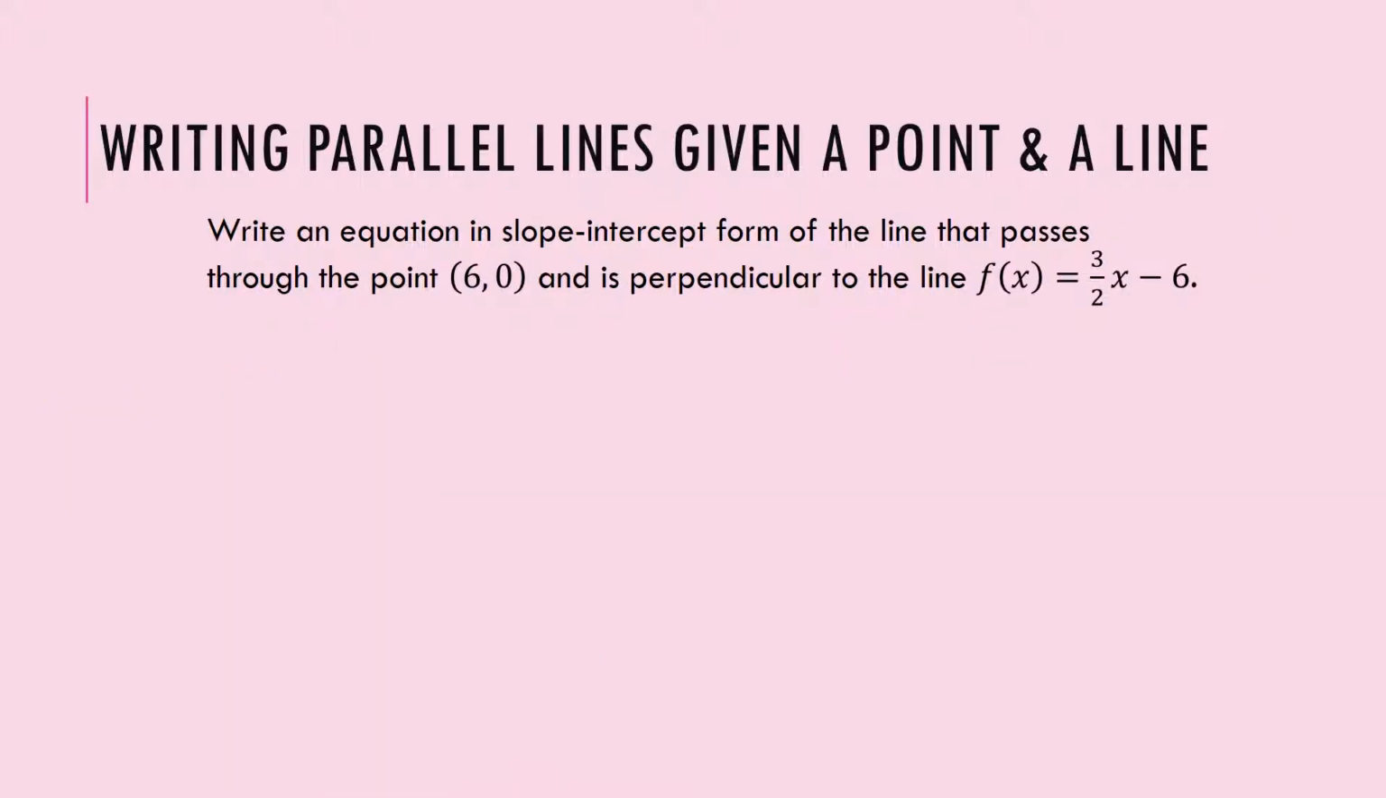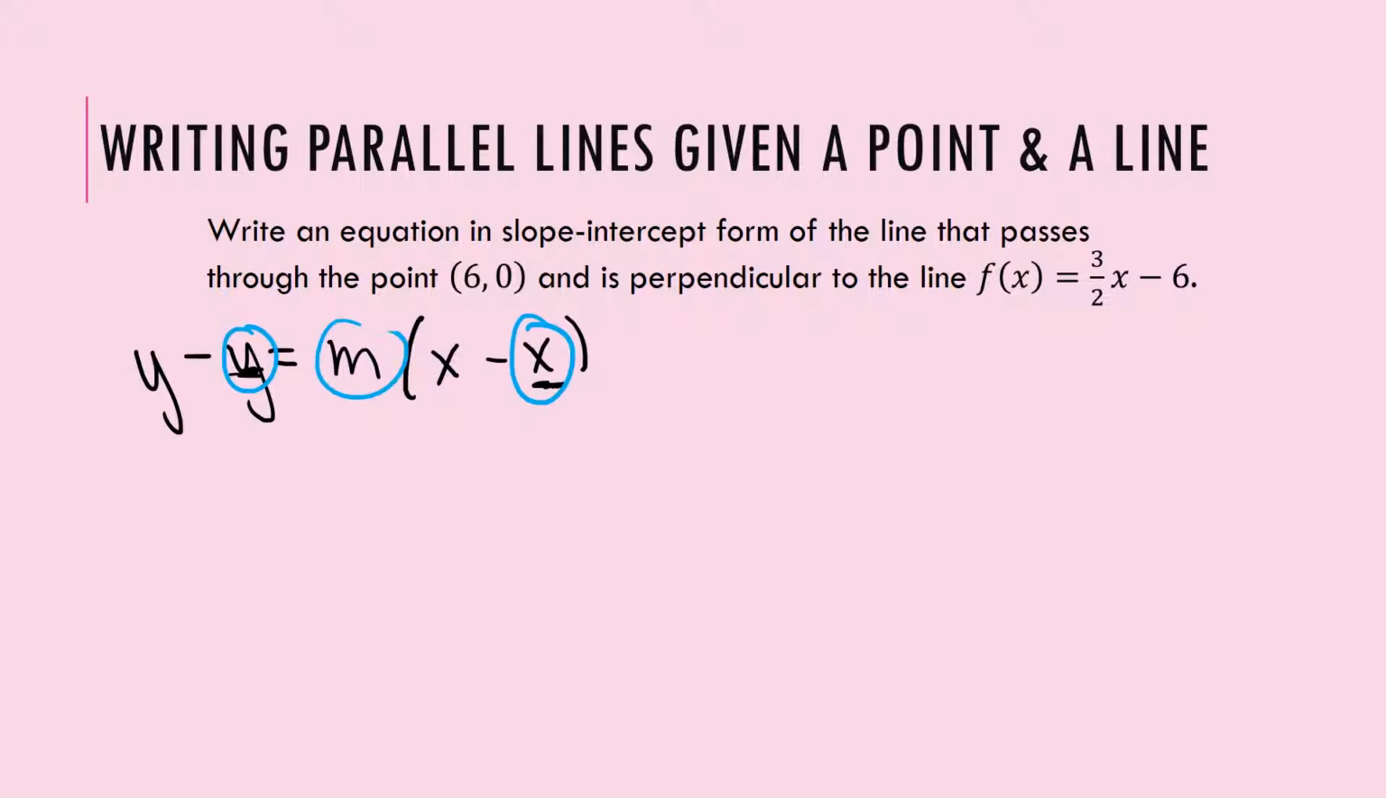All right, now I'm going to use point-slope form to solve this one just like I did in example number 2. So I need to write an equation that passes through the point 6, 0 and is perpendicular to the line y is equal to 3/2 x minus 6. So point-slope form is y minus y1 is equal to m times x minus x1, where these are the ones that we're plugging in for numbers or values.